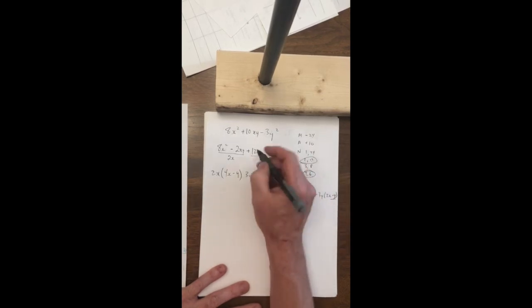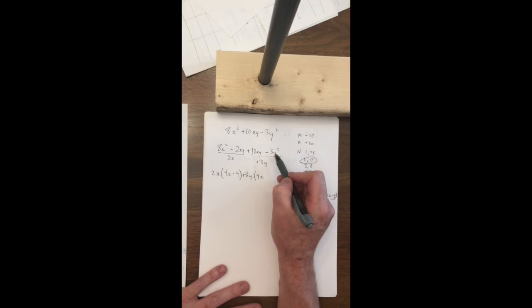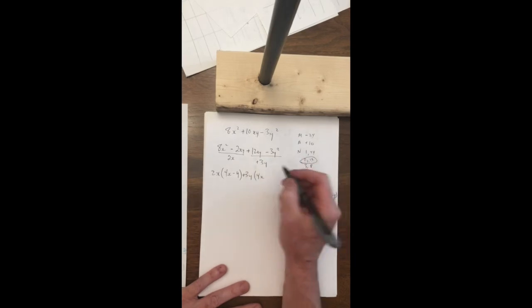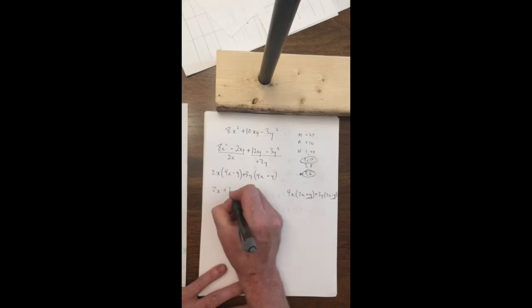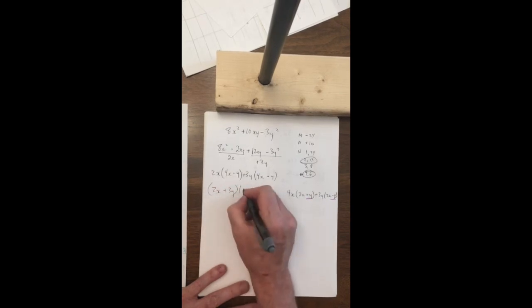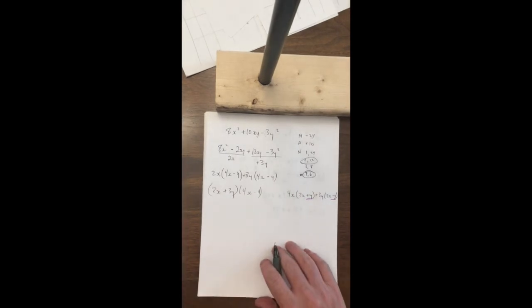4x and 4x are the same, so that tells me that yes, it was a positive 3y that I wanted. And negative 3y squared divided by positive 3y leaves me with a negative y. So 2x plus 3y, 4x minus 4.